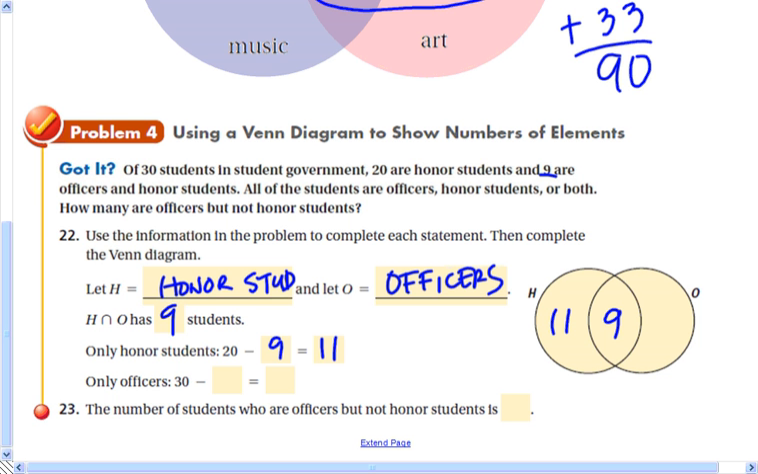Only officers would be 30 minus the ones we already have there. So that would be 30 minus 20, which is 10. And if we add all those up, we should get the total, which is 30 total. So the number of students who are officers but not honor students, that would be those 10. All right.